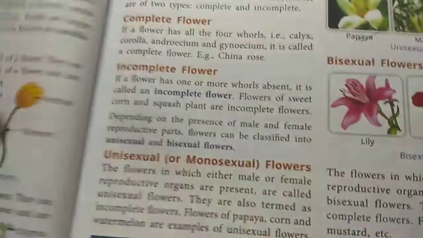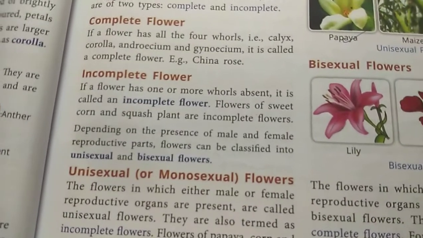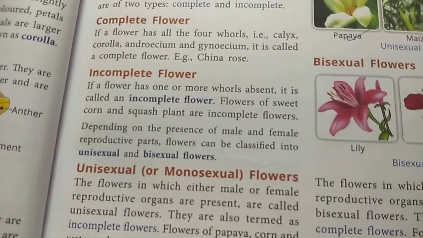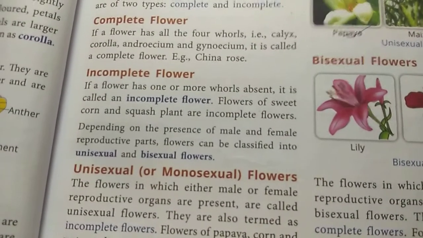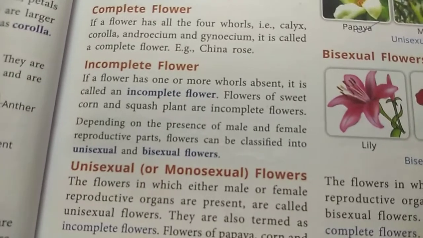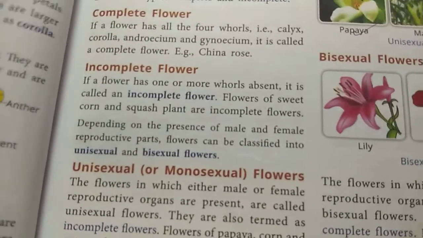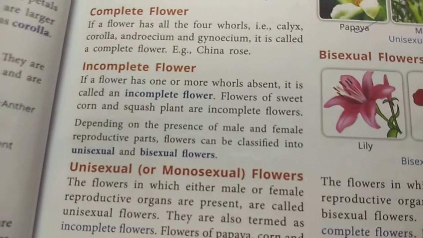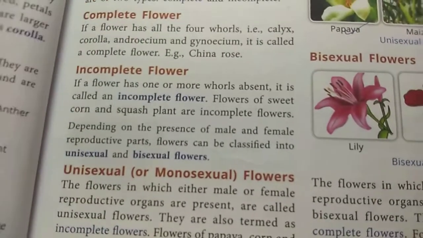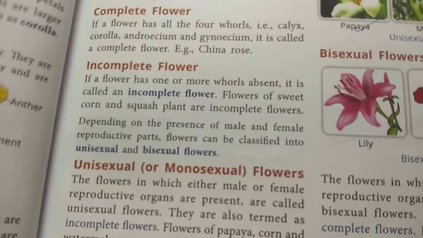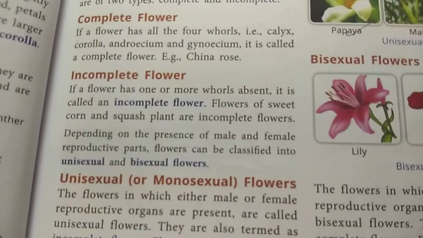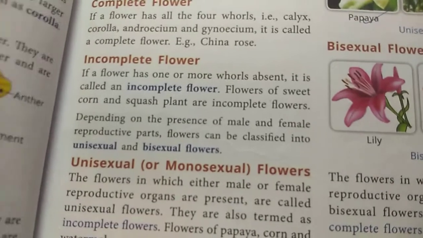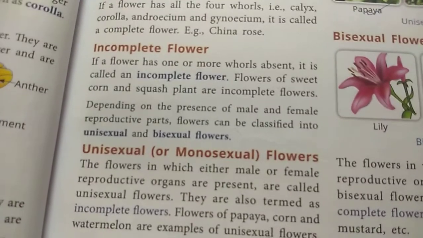Incomplete flower: if a flower has one or more whorls absent, it is called an incomplete flower. Flowers of sweet corn and squash plant are incomplete flowers. Depending on the presence of male and female reproductive parts, flowers can be classified into unisexual and bisexual. First of all, we will try to understand the incomplete flower. If in any flower one or more whorls are absent, then it will be known as an incomplete flower. Examples of incomplete flowers are sweet corn and squash plant.